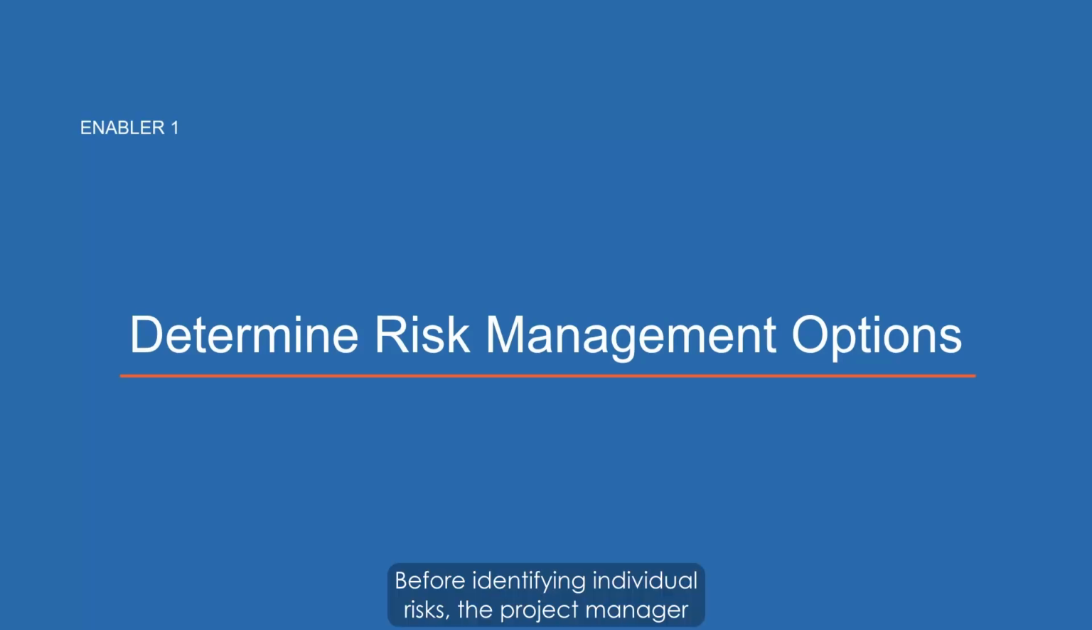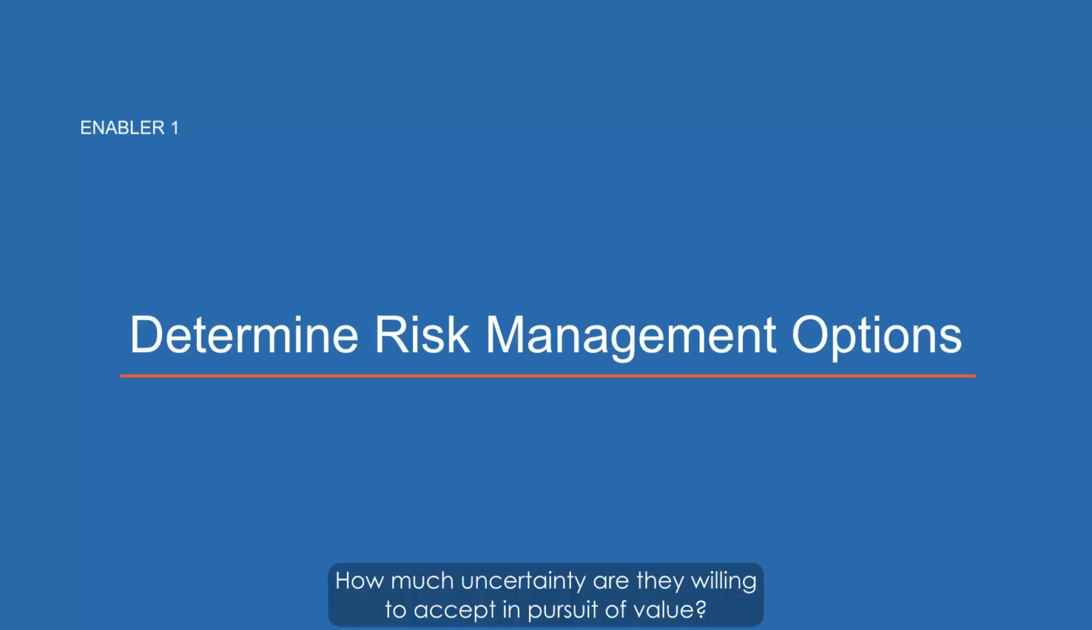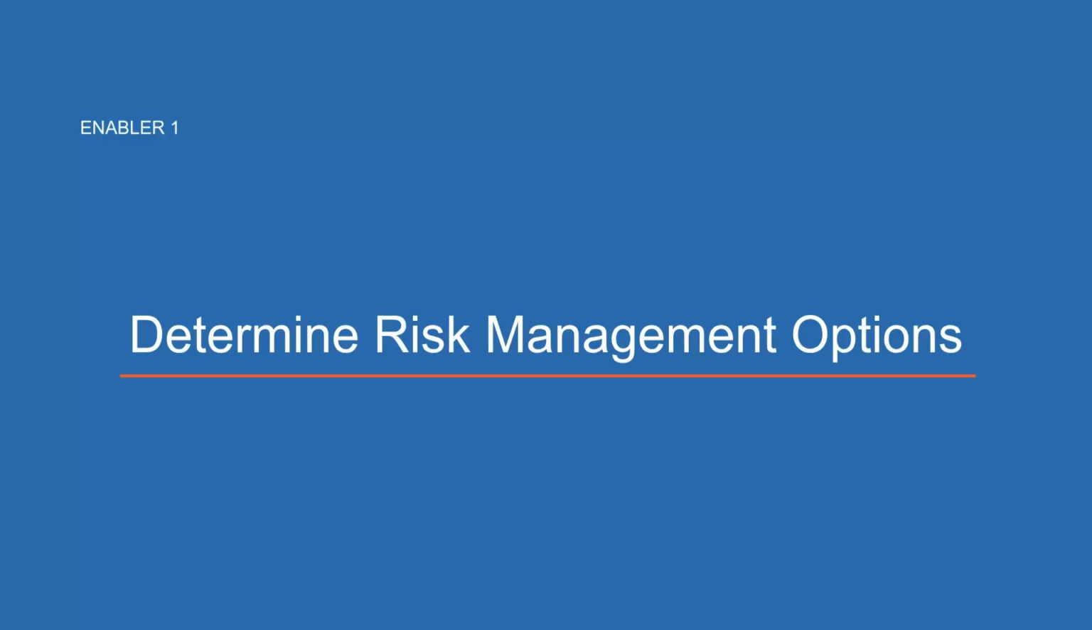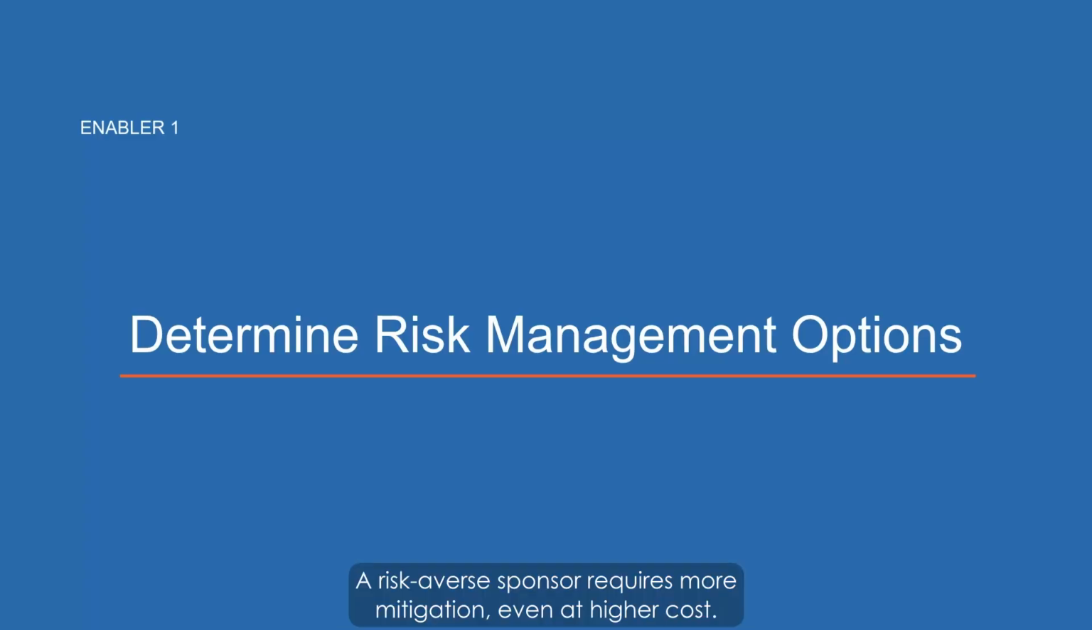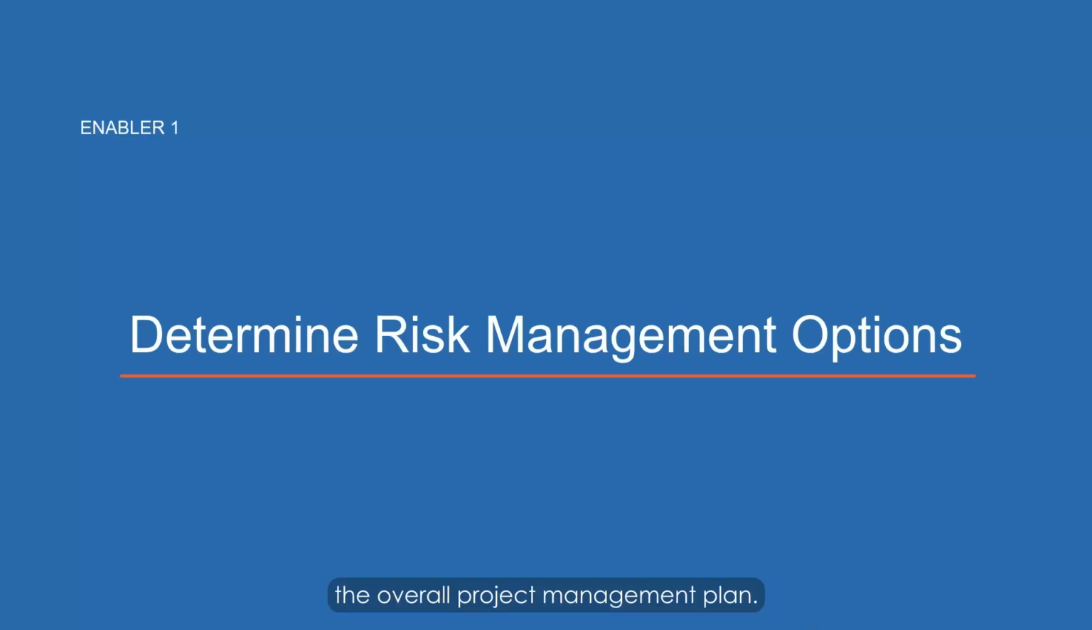Before identifying individual risks, the project manager establishes the overall approach to risk management for the project. This includes determining the risk appetite of the organization and key stakeholders. How much uncertainty are they willing to accept in pursuit of value? A risk-tolerant sponsor accepts more uncertainty for higher potential return. A risk-averse sponsor requires more mitigation, even at higher cost. The risk management approach is documented in the risk management plan, part of the overall project management plan.